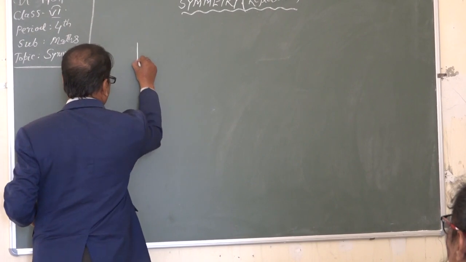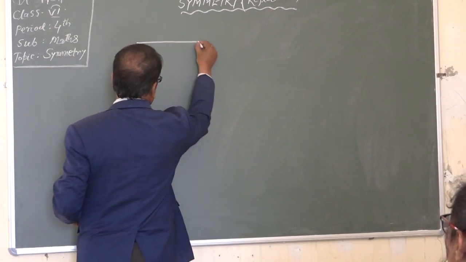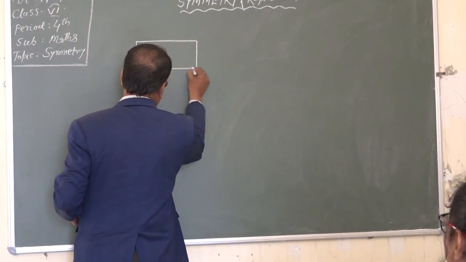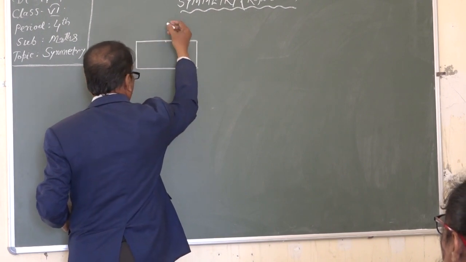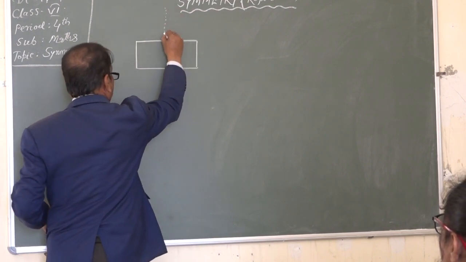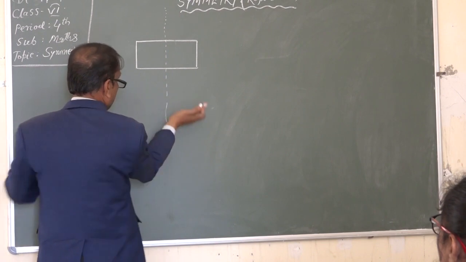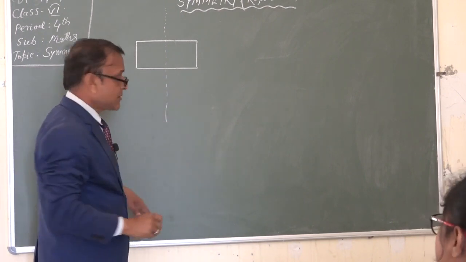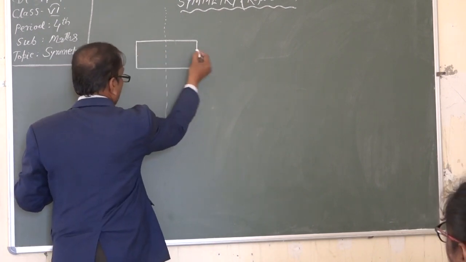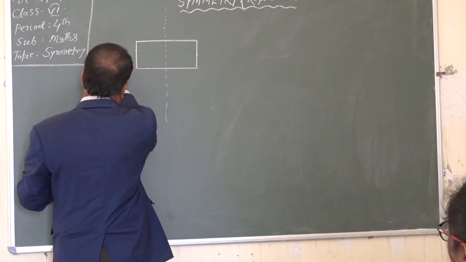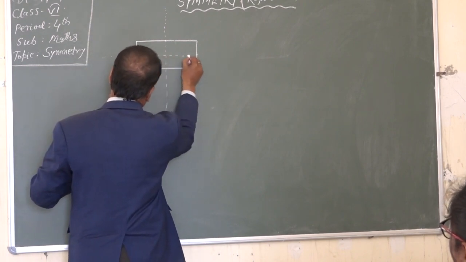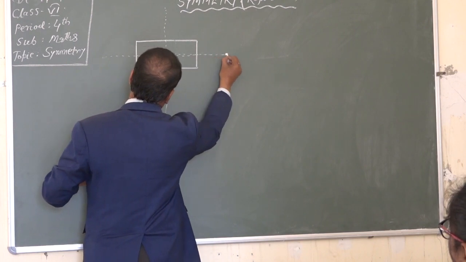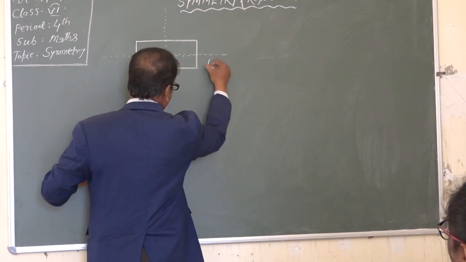So, what I said, this is a rectangle. At the middle of the length, if I draw a line, then it will be two halves. At the middle point of the breadth, if I draw a line, that is also into two equal halves. This is your horizontal axis.